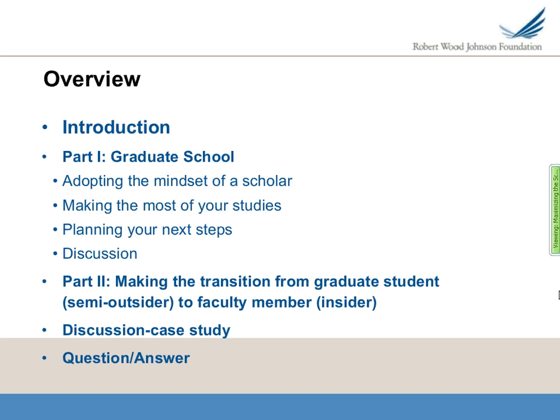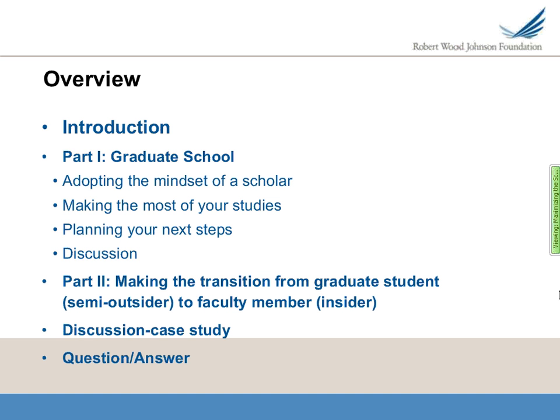As I show in this overview slide, I'm going to talk a little about my experiences, what got me into wanting to do research and wanting to be a faculty member and wanting to participate in academia. I'm also going to talk about graduate school, which I think weighs pretty heavily in your minds right now. And in talking about that, I'm going to talk about adopting the mindset of a scholar, making the most of your studies, planning your next steps. We'll have some discussion around that.